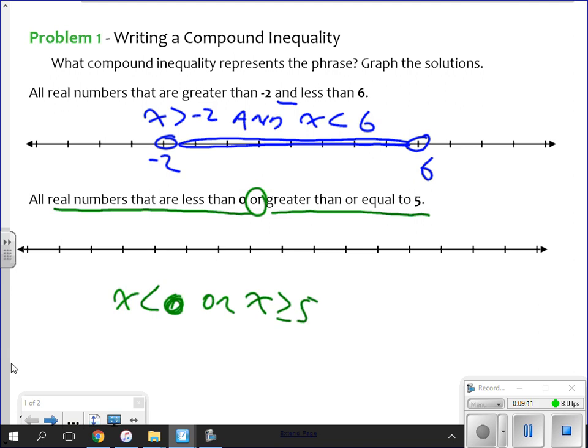Pretty easy, right? So that's not too bad. Okay. So I have 0, and I want all the numbers less than that. 2, 3, 4, 5, and all the numbers greater than or equal to that. So I have a solid dot on that one.